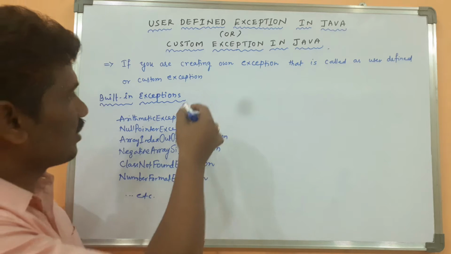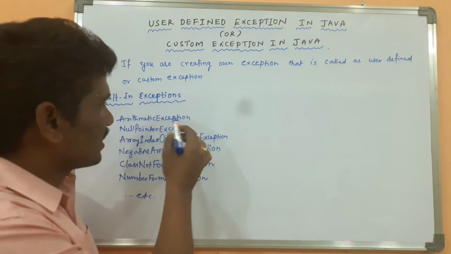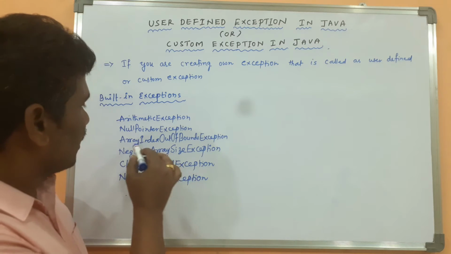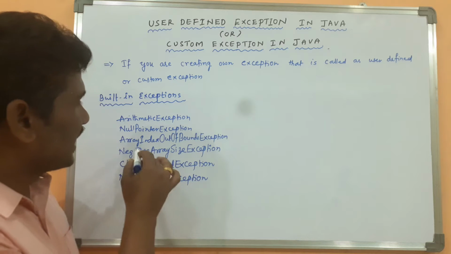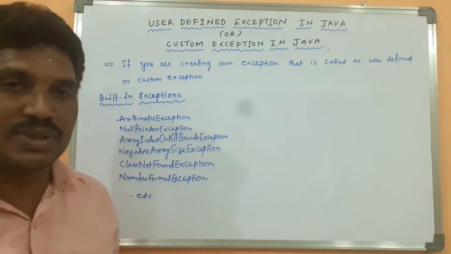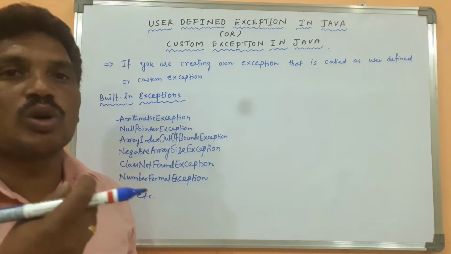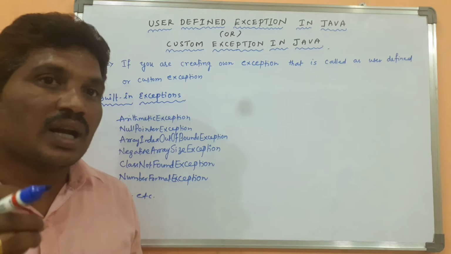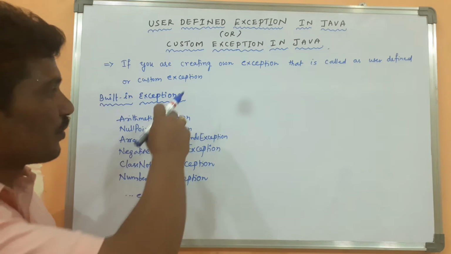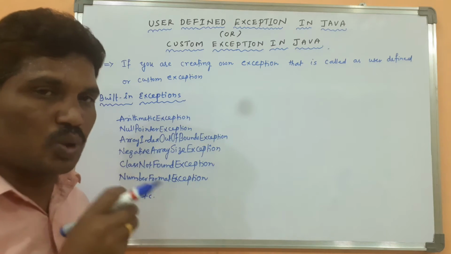For example, what are the built-in exceptions you can see over here? I wrote some of the built-in exceptions here: the arithmetic exception, the null pointer exception, array index out of bounds exception, negative array size exception, class not found exception, number format exception, interrupted exception, illegal argument exception, which are called built-in exceptions. They are ready-made exceptions. They wrote the code for these exceptions, and whenever it is required, we will use them in the program.